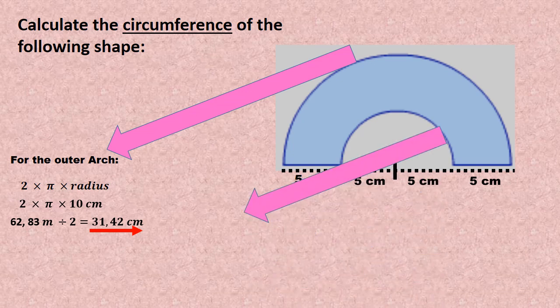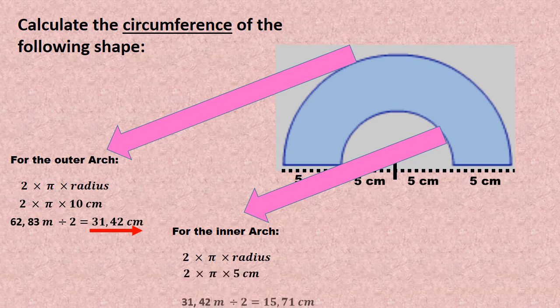Now we're going to have a look at the circumference of that inner arch over there. For the inner arch, it's 2 times pi times radius. The radius was 5 centimeters, so I insert that. And then you have to divide your answer by 2 because it's half a circle's arch, which gave you 15.71 centimeters. We keep that answer.